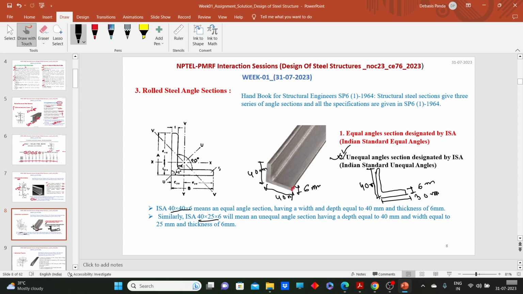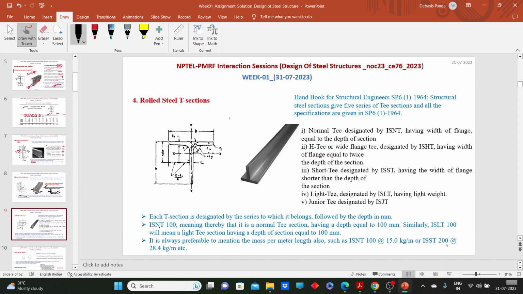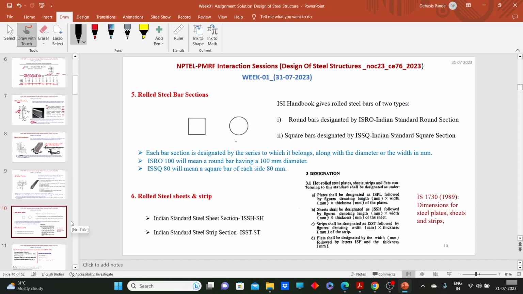Generally, the unequal sections are more preferable in designing the tension member. Likewise, we have T sections. These T sections are also designated by their depth. And lastly, we have two important rolled sections: one is the Indian standard square section, and the other is the Indian standard round section. So round bars are designated as ISRO, Indian standard round sections, and the square ones are designated by Indian standard square sections. So what does that mean?